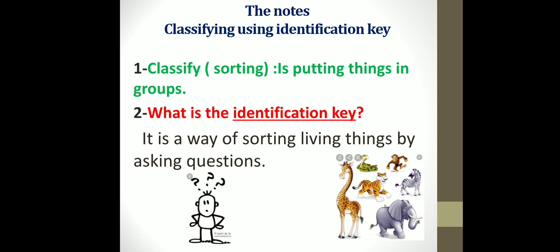Number 2, what is the identification key? It is a way of sorting living things by asking questions. We're going to ask some questions from the features of the animal and from what they do in order to know to which group they belong.